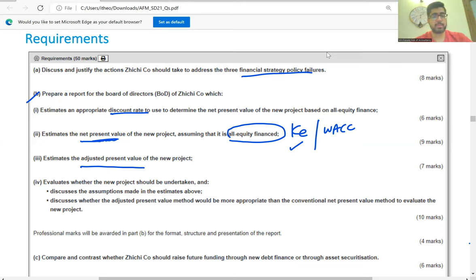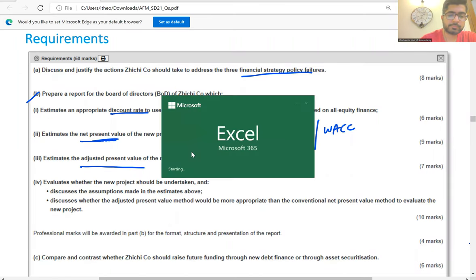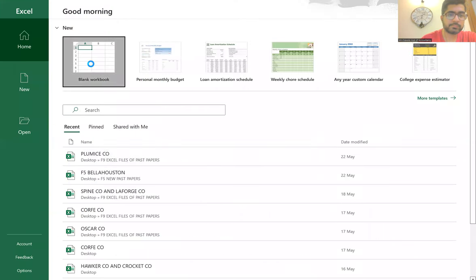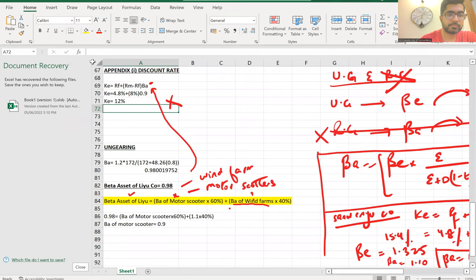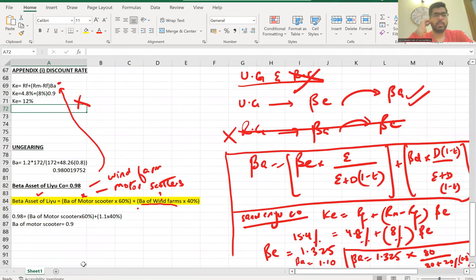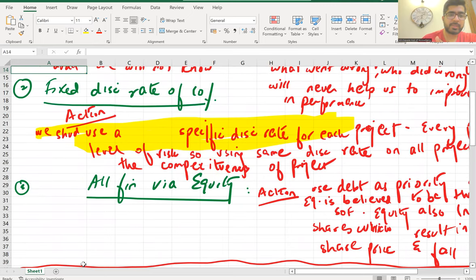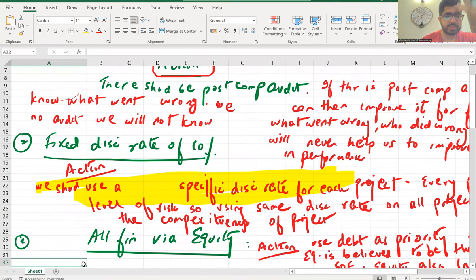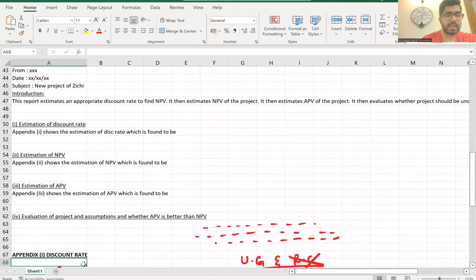Okay. So now we will be going towards appendix two. Remember, this was all the stuff that we wrote as the answer here. And this answer you need to record, most likely on Word software in the exam, because the writing is on Word. Then it's to board of directors, from, date, subject, introduction, this report, first requirement, second requirement, third requirement. Every requirement has a heading, and if it's a calculation requirement, an appendix reference and discussion right there.